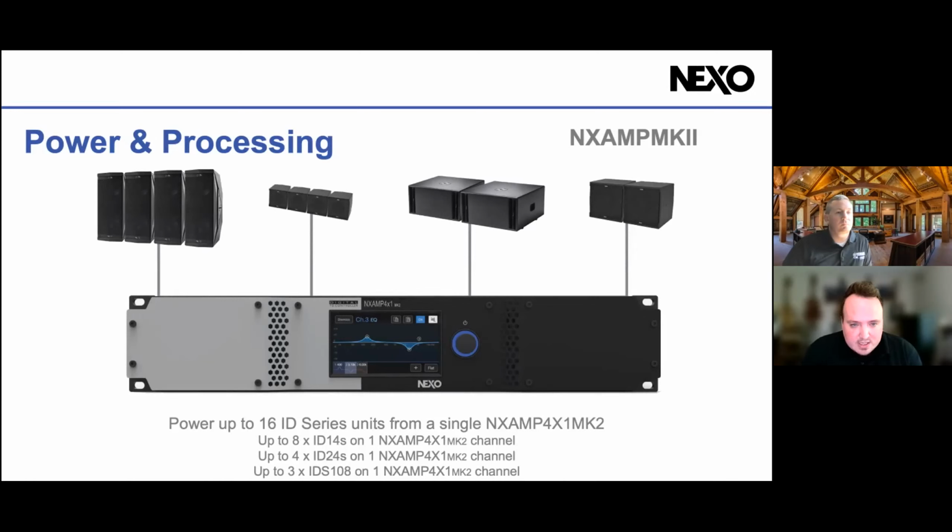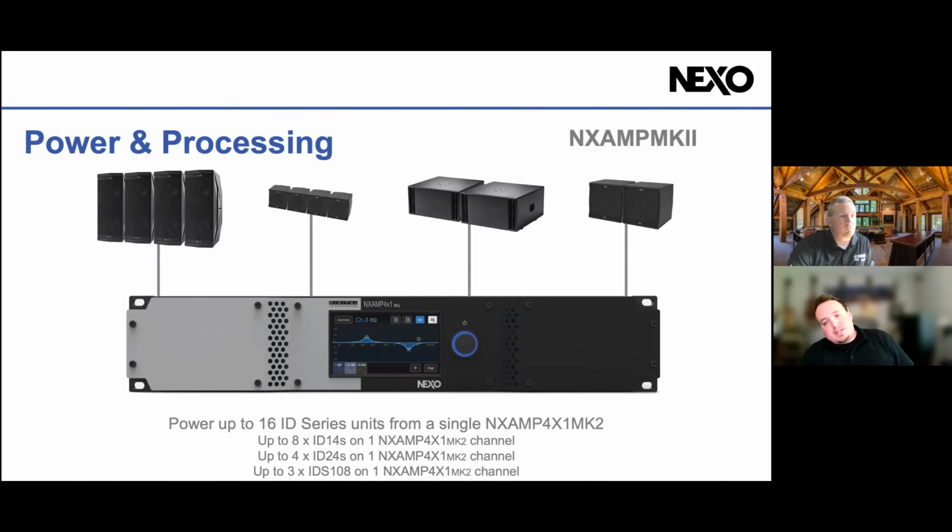But what you're seeing in this slide is that one of the even more exciting things about ID series is that most of the speakers in the ID lineup, meaning the 14 and the 24, are actually 16 ohm speakers, which, if you're used to calculating that sort of thing, means you could put a lot of these speakers on a single amp channel. So up to 4 of those per channel with the 24 and the 14, and so you could have 16 speakers on one single amplifier, which is pretty impressive.